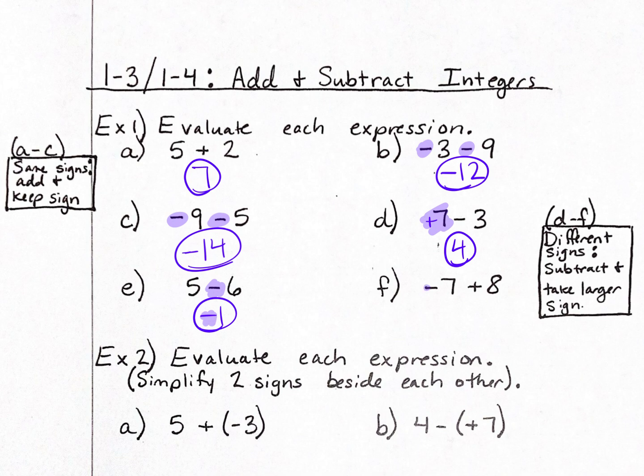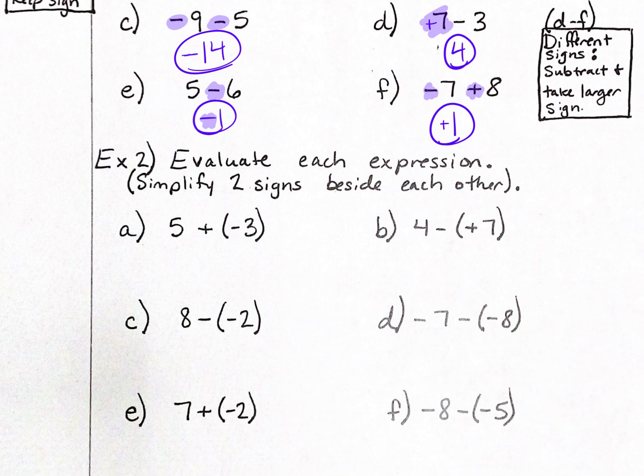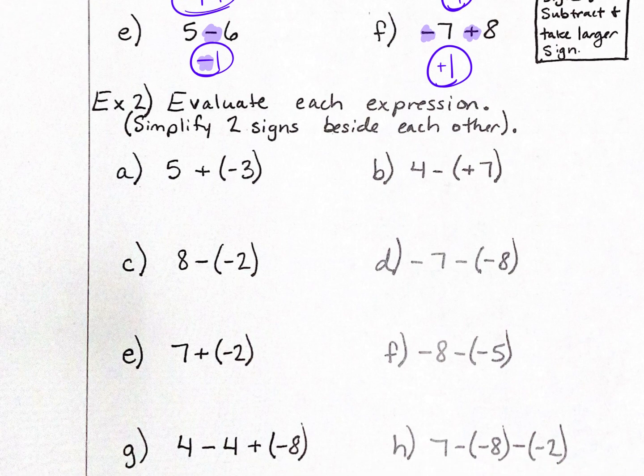And then looking at part F, we have a negative and a positive. When we subtract, we get 1, and the larger number was the positive, so I'm going to keep the positive 1. Now, for example 2, we have two signs beside each other. All we're going to do is multiply those two signs. So looking at problem A, 5 plus a negative 3, positive times a negative is a negative. So we get 5 minus 3, which is 2.